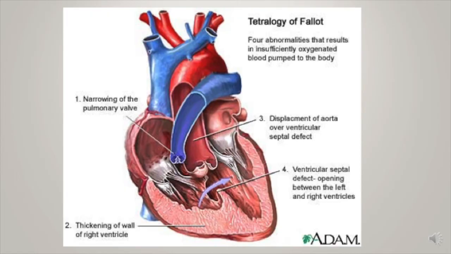Again, the 4 abnormalities that occur with Tetralogy of Fallot are 1. Narrowing of the pulmonary valve, 2. A thickening of the wall of the right ventricle, 3. Displacement of the aorta over the ventricular septal defect, and 4. The ventricular septal defect itself, which is an opening between the left and right ventricles.